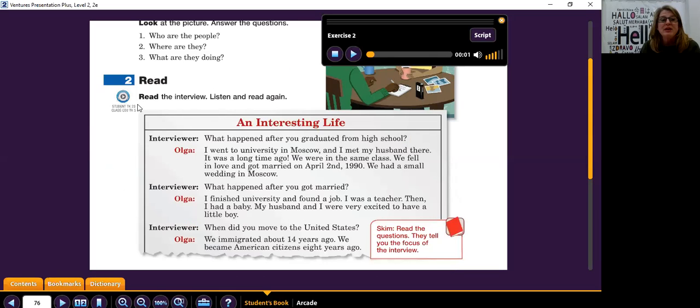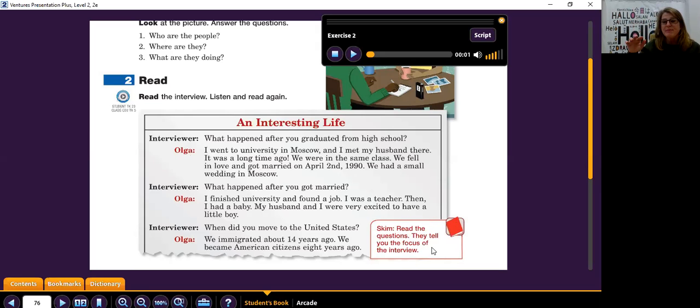So if I move down here, we're going to listen to the interview. It says read the interview, listen, and read again. This is an interview where the interviewer is the person who is asking the questions, and Olga is the interviewee, the person answering the questions. Down in the middle, in the red book, it says skim. Read the questions. They tell you the focus of the interview.